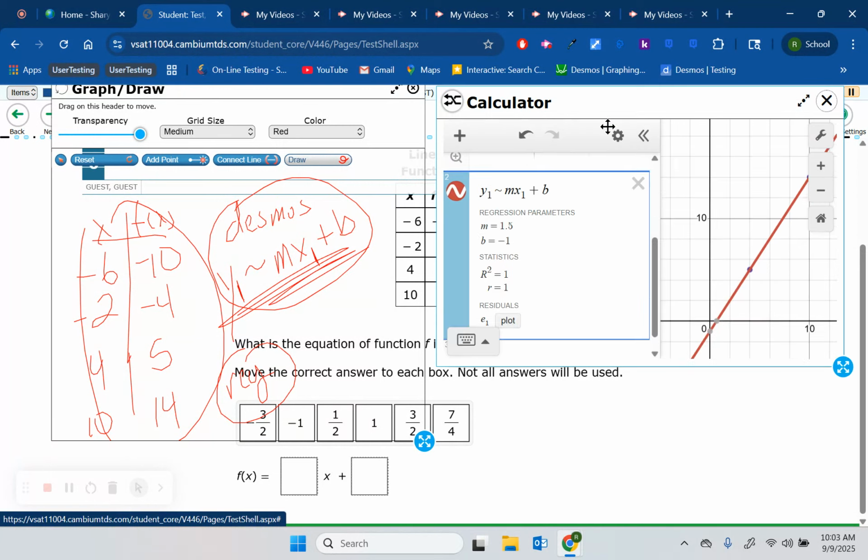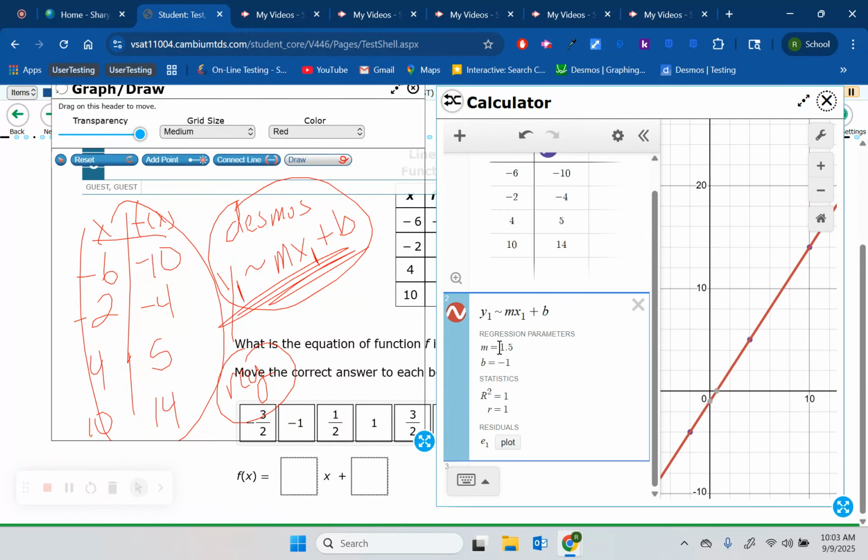So when I come back to the calculator, it gave me the equation. It doesn't quite give it to you, but it gives you the M, which is 1.5, and it gives you the B, which is -1. So if I'm going to write that down, it's Y equals 1.5x minus 1. That's my equation of this line right here. So I just got to find out what 1.5 is as a fraction. And if you don't know, then use your calculator.